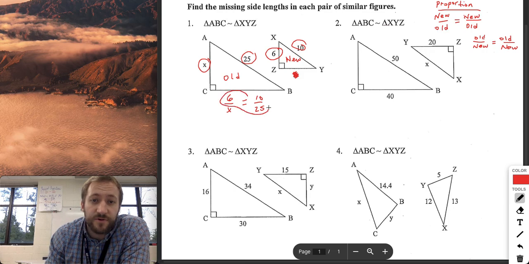I'll go through, cross multiply and divide. 6 times 25 is 150. X times 10 is 10x. Divide both sides by 10. And x is equal to 15.